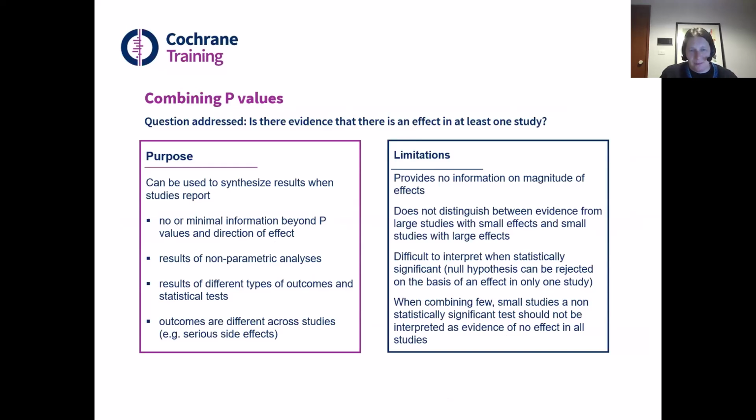The limitations of combining p-values is it provides no information on the magnitude of the effects. It does not distinguish between evidence from large studies with small effects and small studies with large effects. It's difficult to interpret when statistically significant, so the null hypothesis can be rejected on the basis of an effect in just one study. When combining few small studies, a non-statistically significant test should not be interpreted as evidence of no effect in all studies. And that's for kind of similar reasons that we have when we apply any statistical test.